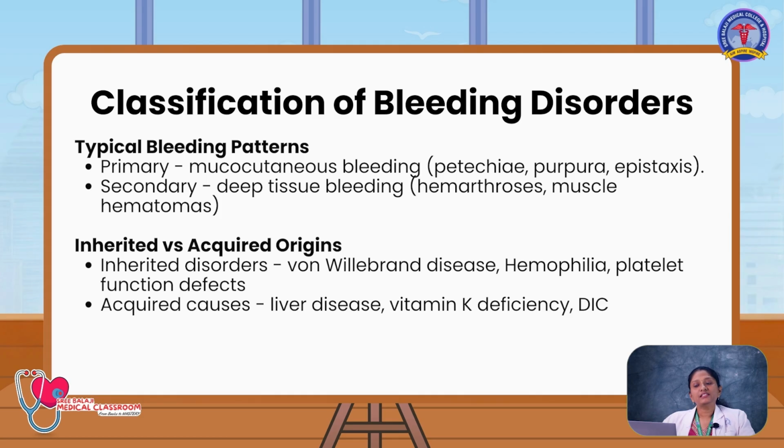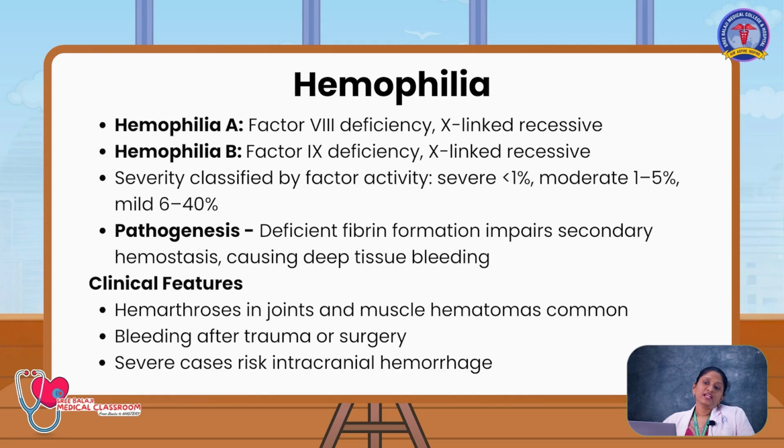So, the inherited disorders of bleeding are von Willebrand's disease, hemophilia A or B and platelet function disorders like Glanzmann's thrombasthenia. Acquired causes include liver disease, vitamin K deficiency, disseminated intravascular coagulation, which can be distinguished by etiology and clinical context along with the laboratory parameters. Now, let us discuss about hemophilia.